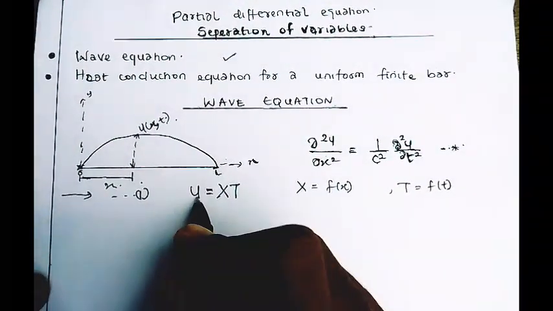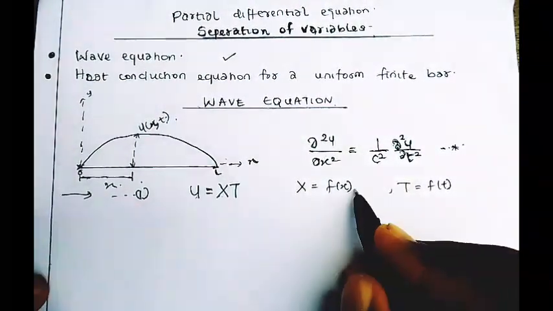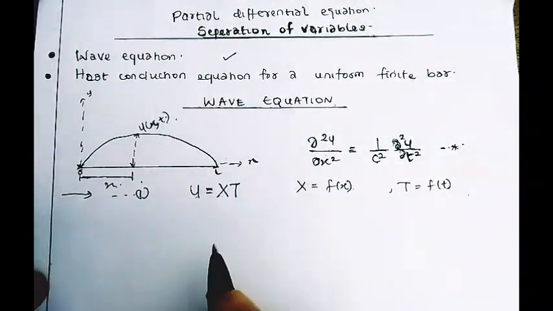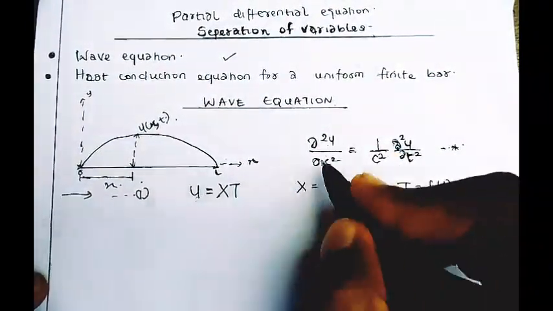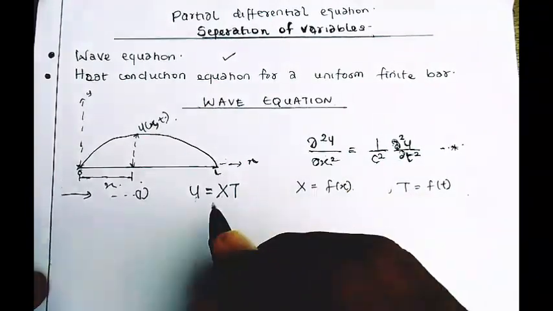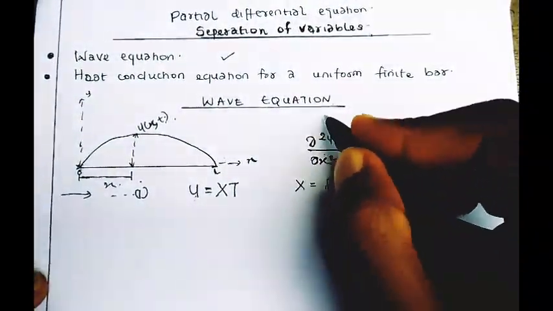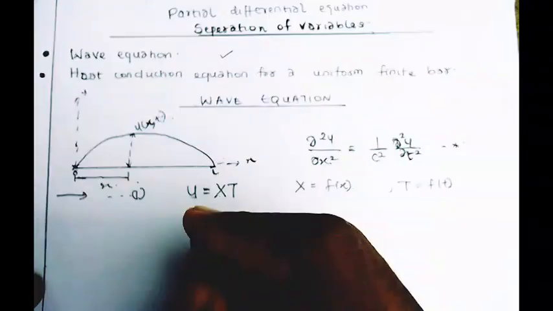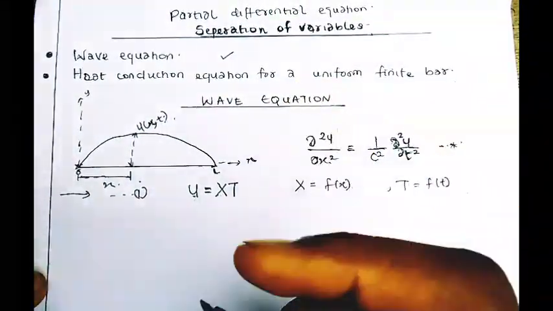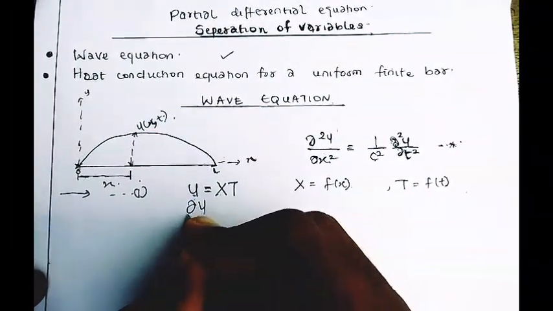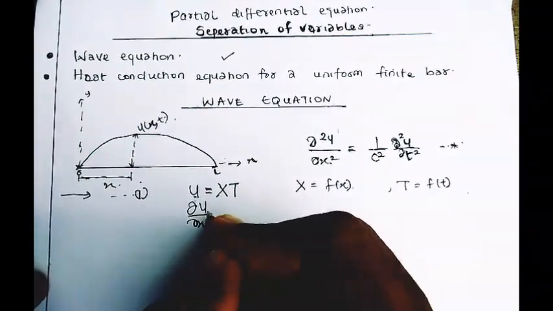So now since u is a function of x and t, and X is a function of small x and T is a function of small t, let me differentiate it. Now I want to differentiate u with respect to x, just like I want to get the form of this from this. So meaning I'm going to differentiate u two times. So differentiating u, the first one is du dx.